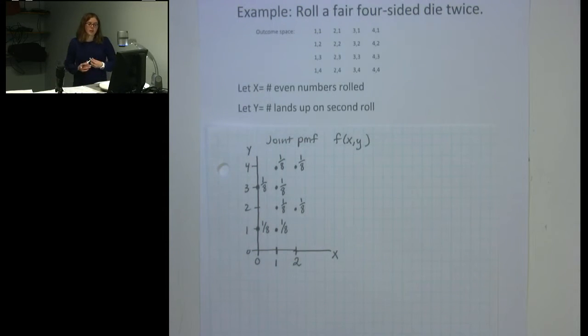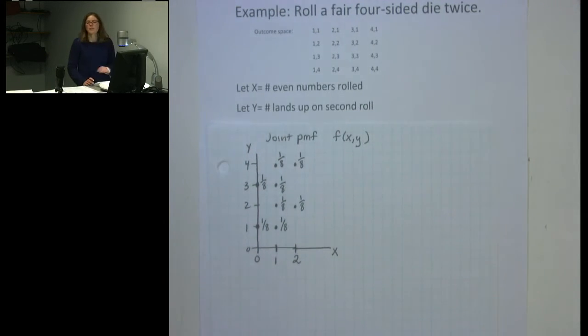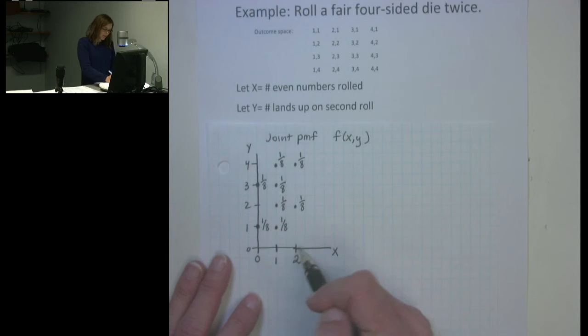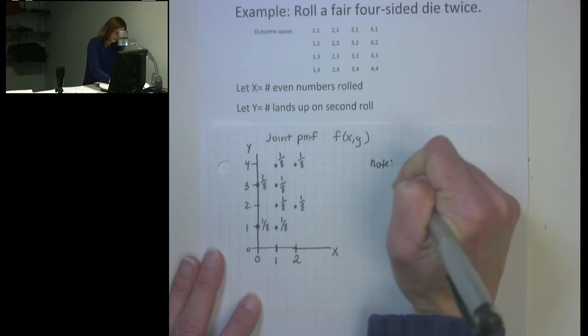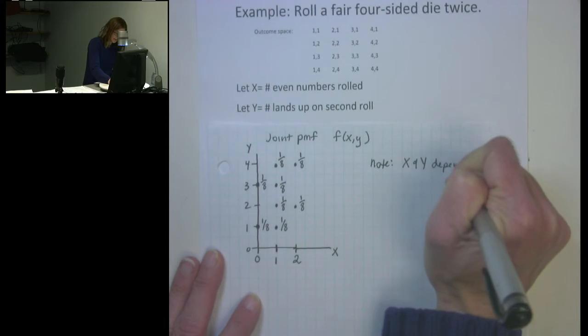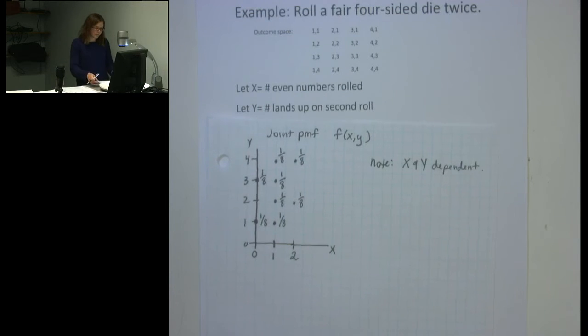Okay, so a couple of things to note here. One is that because we have a support that is not rectangular, these are not independent random variables. They are dependent on each other. If I know that I had 2 even numbers, then I couldn't have rolled a 1 on the second die. So there is dependence here. So just a note, X and Y are dependent. Okay, so we're going to take a look next at the marginal distributions.